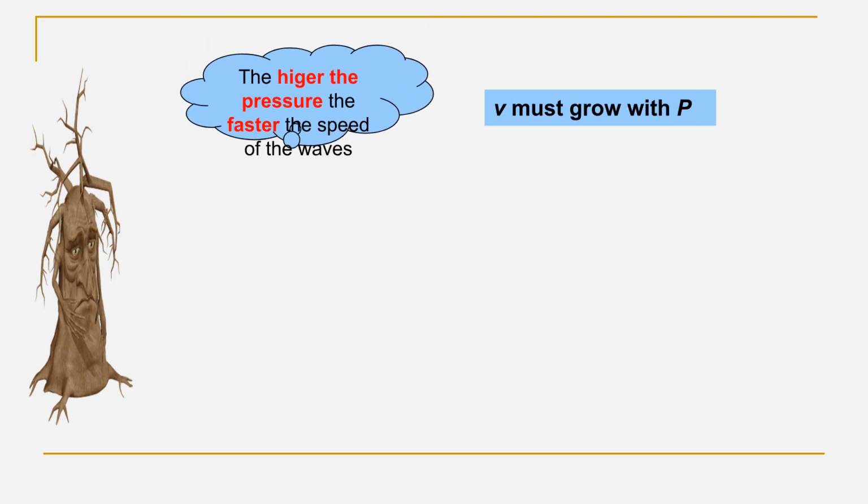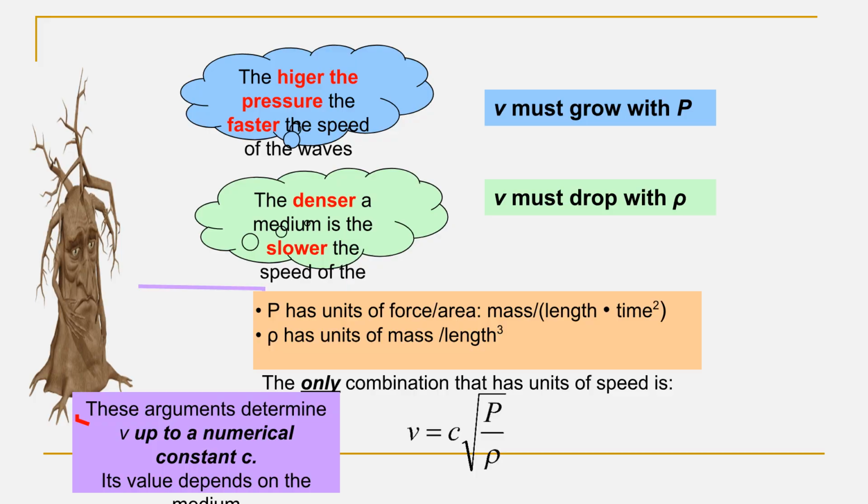The higher the pressure, the faster the speed of the waves. Conversely, the denser the medium, the slower the speed. The speed of sound depends on a numerical constant, whose value varies based on the medium.